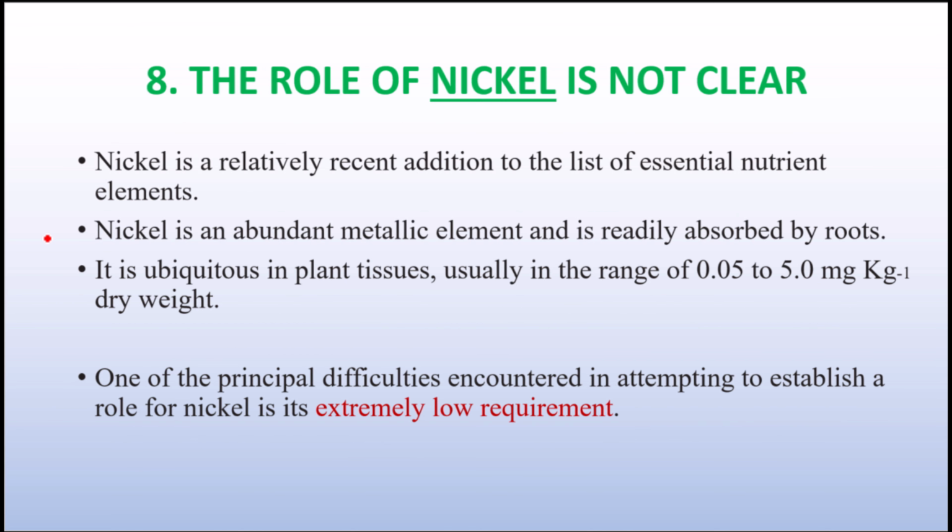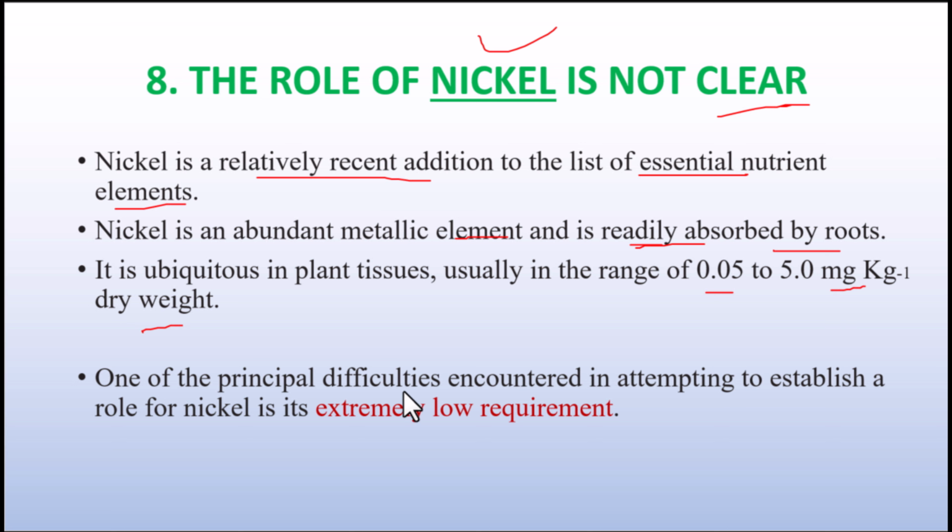Next one is the nickel. The function or role of nickel is not clear. Nickel was recently added to the list of essential nutrients. Nickel is abundant among the metallic elements and is readily absorbed by the roots. In plant tissue, the range of nickel is normally 0.05 to 5 mg per kg of dry weight.